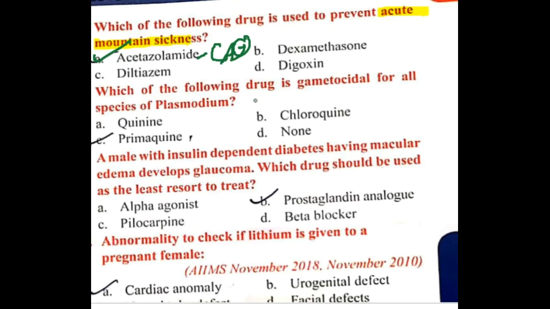Then which of the following drugs is gametocidal for all species of plasmodium? Gametocidal is primaquine. Primaquine is gametocidal for all species of plasmodium. This is the only important drug which is gametocidal, and that is the reason we give primaquine for almost all the people suffering from malaria.